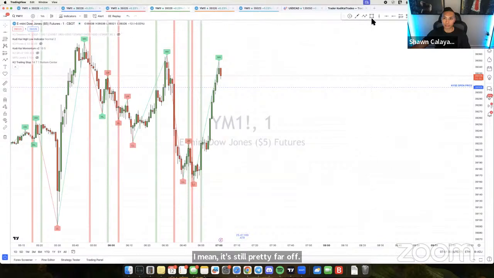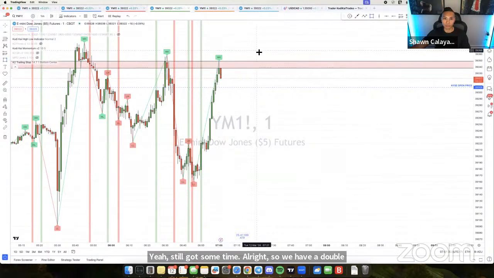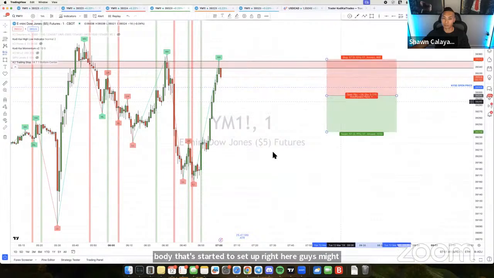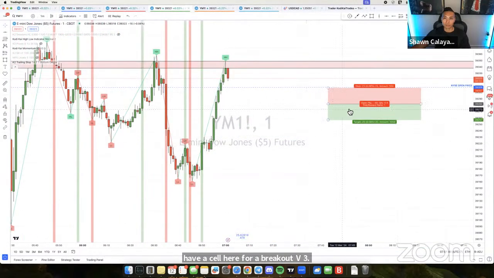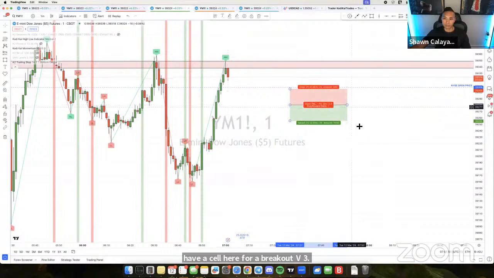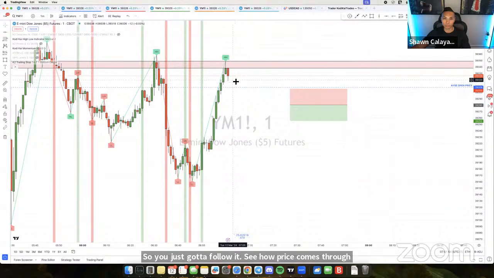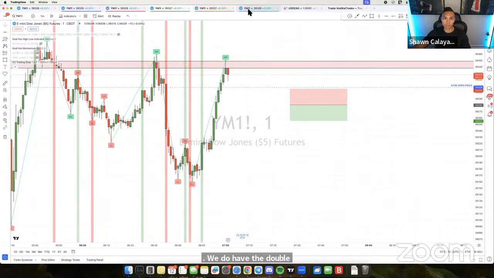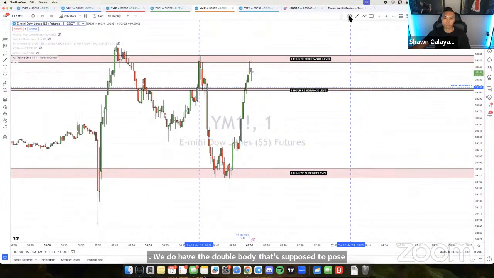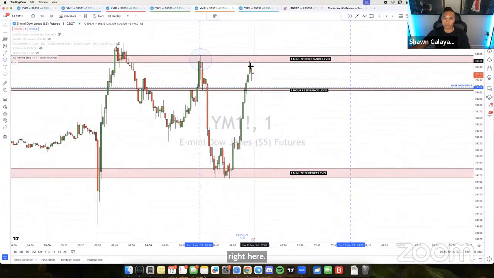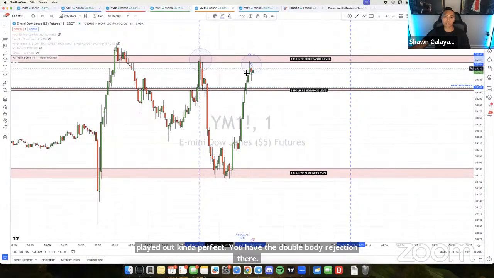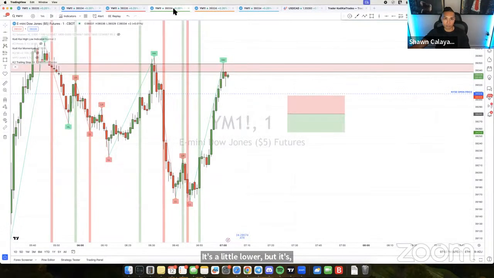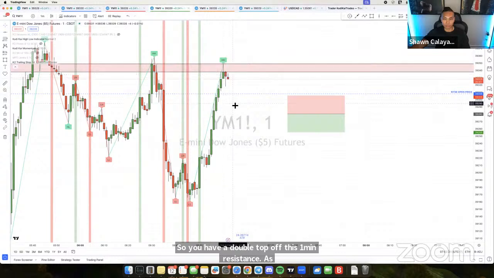All right, so we have a double body that's starting to set up right here, guys. We might have a sell here for a breakout V3. So we just have to follow it and see how price comes through. We do have the double body that's about to close right here. The pattern that I just introduced to you guys played out kind of perfectly. We have the double body rejection there. It's a little lower, so not quite a double body, but we have a double top off this 1 minute resistance. As long as price stays below this level, we may have an opportunity for a breakout V3 to the downside.